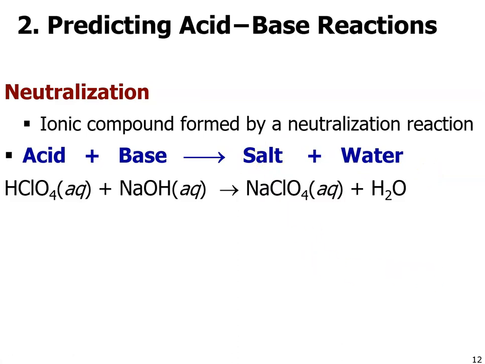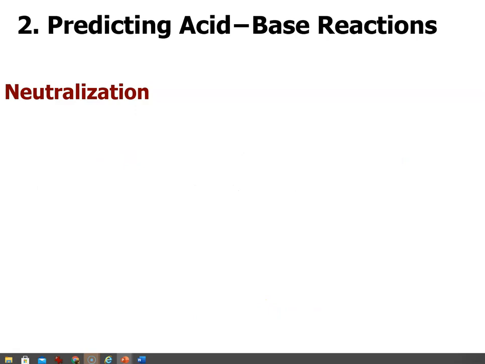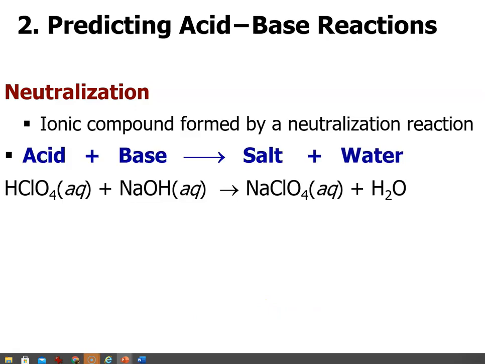So here's an example of perchloric acid and sodium hydroxide. A strong acid, a strong base. We're going to do the swapping of the cation and the anion.